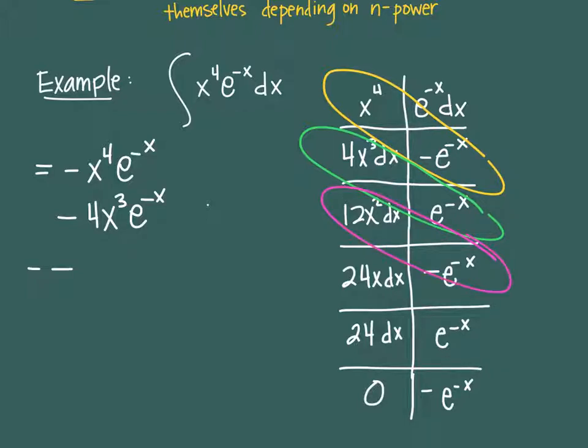So these two will be a double negative. But in the double negative, what do I have circled in my pink? Another negative. So there's the double negative that comes from the process, and then there's a negative 12x squared e to the negative x. And then a triple negative from the process.